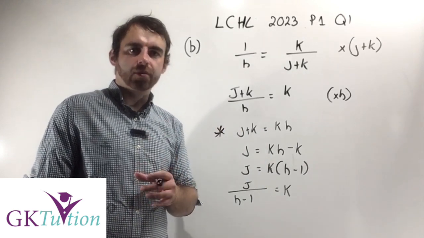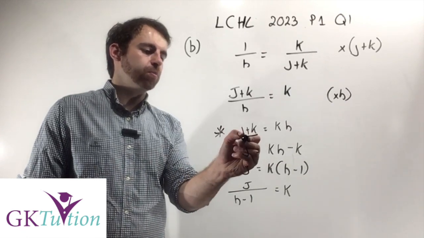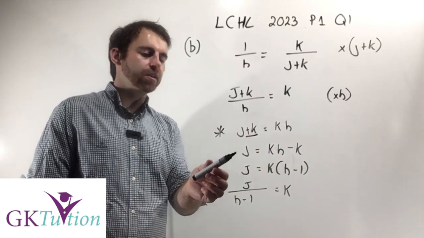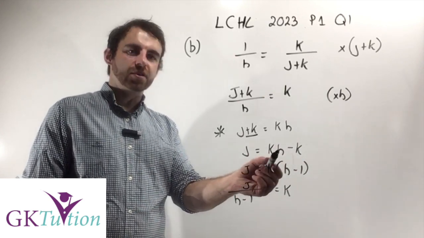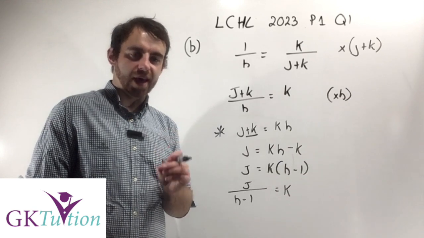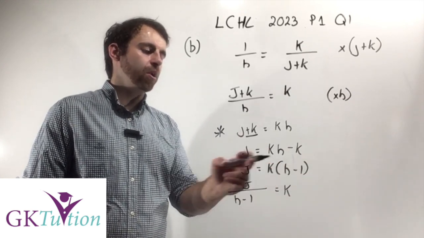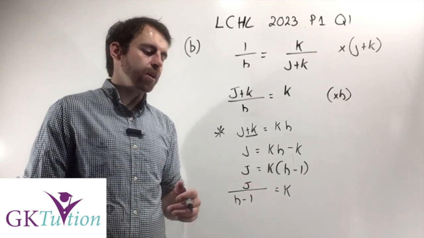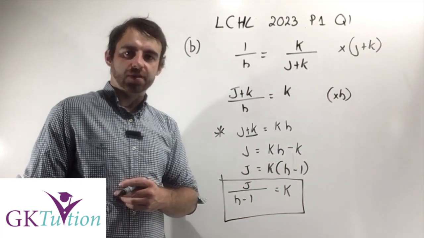What you should do now is move all the k terms to one side. So I took this plus k, I subtracted it, and I end up with the k terms on the right hand side and the non-k terms on the left hand side. Then all we have to do is factorize out the k. So on the right hand side, if you factorize out k, you're left with h minus 1. To get k on its own then, you divide both sides by h minus 1, and your final answer is k is equal to j over h minus 1.